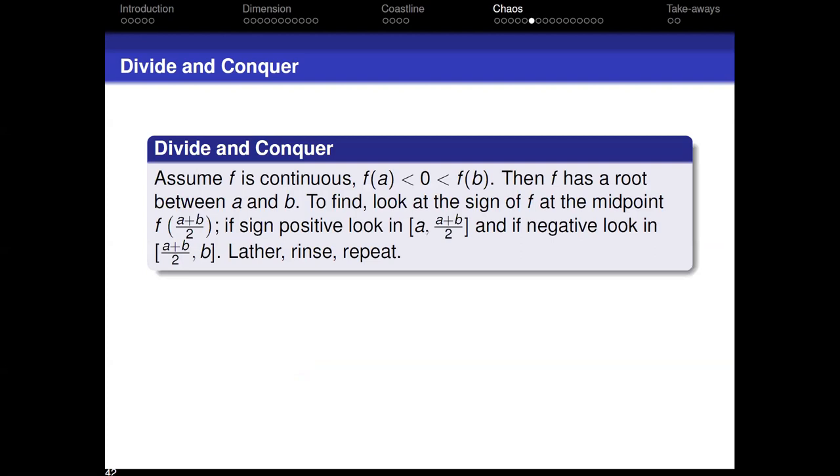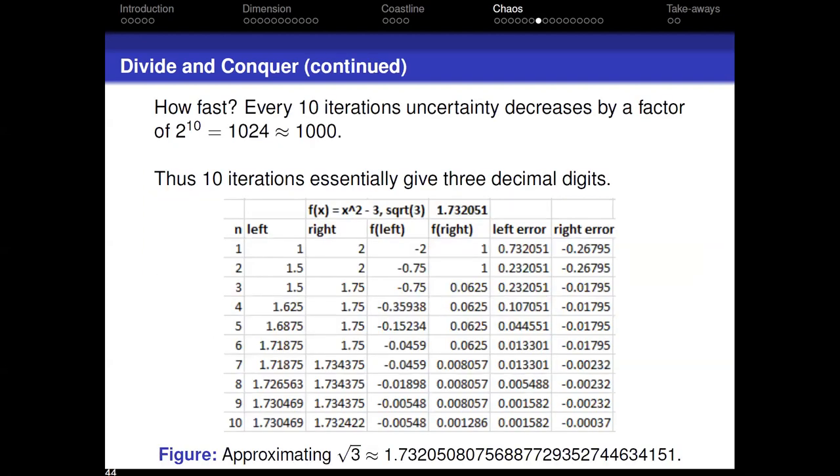And so I'm not going to go through the details here about the divide and conquer. I'll show you what happens when you apply it to try to find the square root of 3. So the square root of 3 is approximately 1.732051. And if I do divide and conquer, after 10 iterations, I know it's somewhere between 1.730469 and 1.732422. The correct answer does thankfully fall in that region. You know, math would be very bad if it didn't.